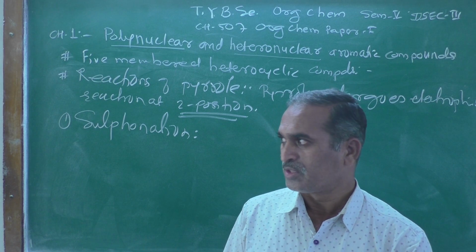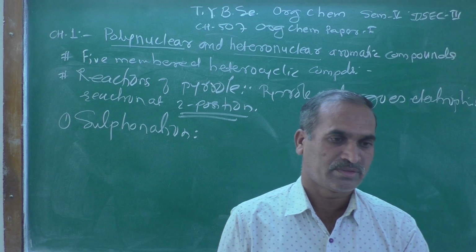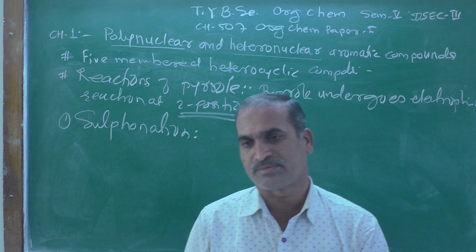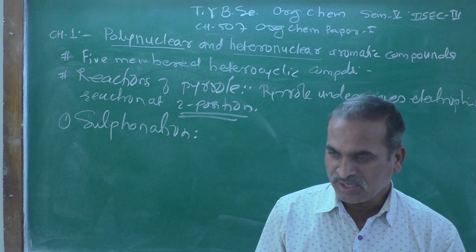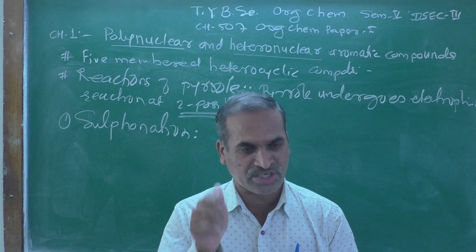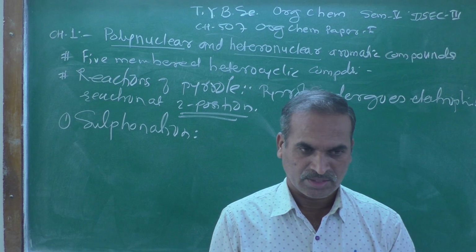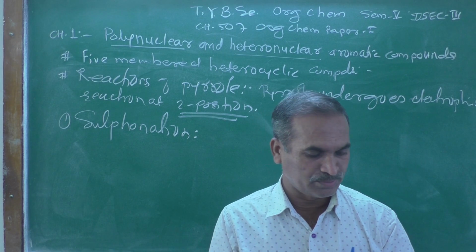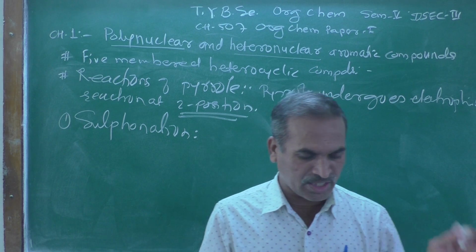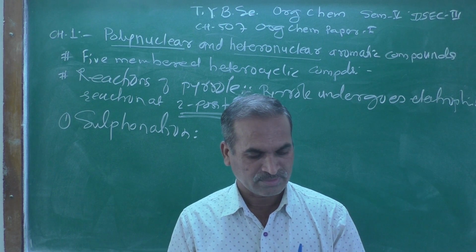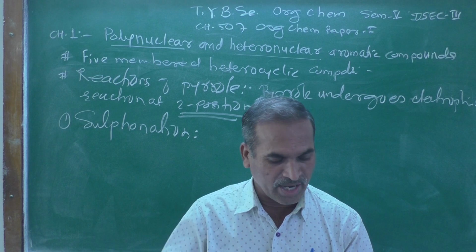Sulfonation of furan cannot be carried out in presence of concentrated sulfuric acid, as it opens the furan ring, and hence sulfonation of furan is carried out with sulfur trioxide and pyridine. Listen carefully here also. Pyrrole on sulfonation with sulfur trioxide in presence of pyridine gives pyrrole 2-sulfonic acid. Concentrated H2SO4 cannot be used as pyrrole undergoes polymerization reaction.